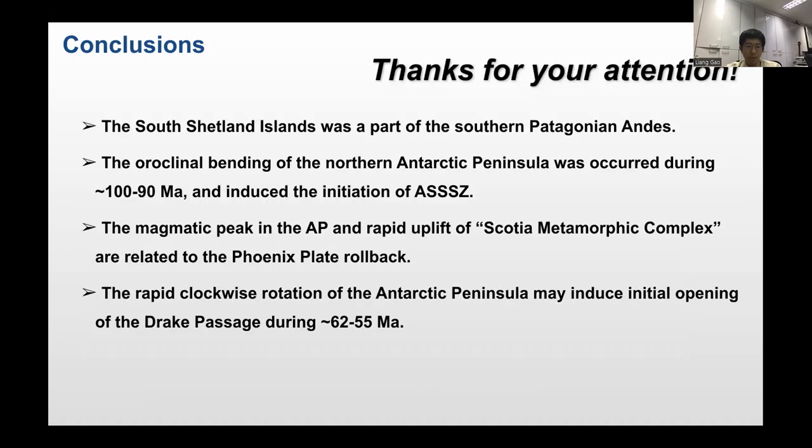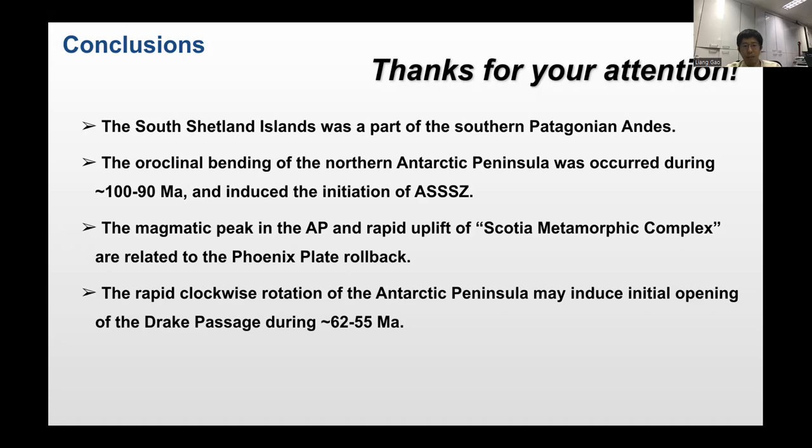There are about four conclusions. The South Shetland Islands was a part of the Southern Patagonian Andes, and the oroclinal bending of the North Antarctic Peninsula occurred during 100 to 90 million years and induced the initiation of ESSZ or the subduction of the Weddell Sea.